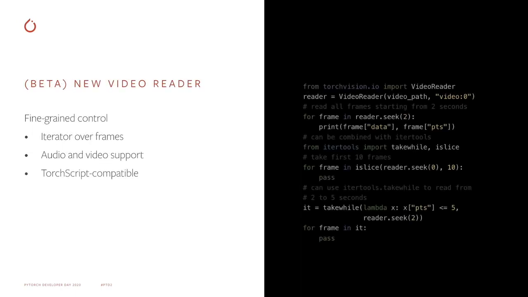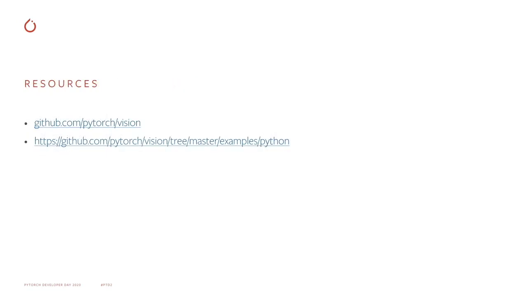Finally, TorchVision provides a frame-based video reading API with support for both audio and video, and TorchScript compatibility. The video reader is an iterator and can be combined with itertools for advanced video reading patterns, such as reading the next 10 frames after a specified timestamp, or skipping every other frame in the video, or reading all frames between 2 timestamps. This new video reader API is currently released as beta, and its API can change following user feedback. We have some additional examples of the new functionalities in TorchVision in the examples folder on GitHub, where you can find notebooks for the video reader API as well as the transforms.